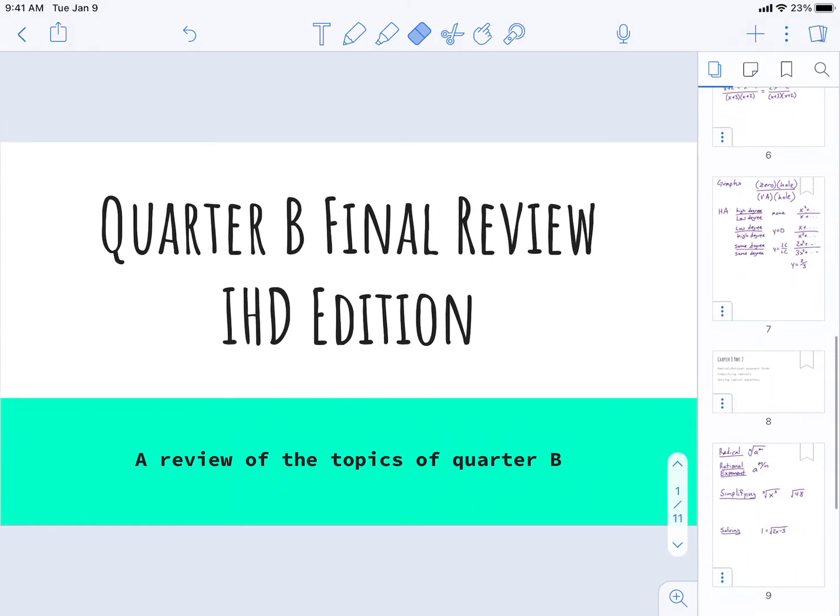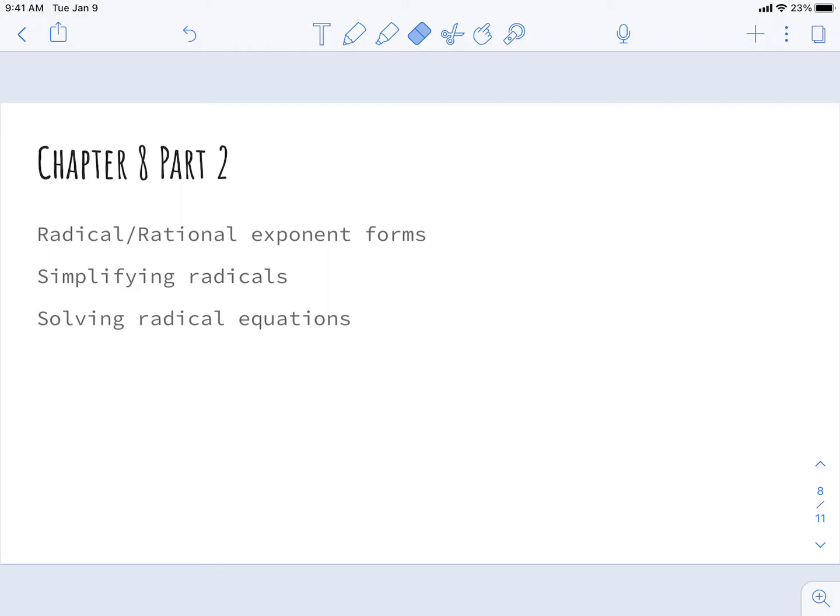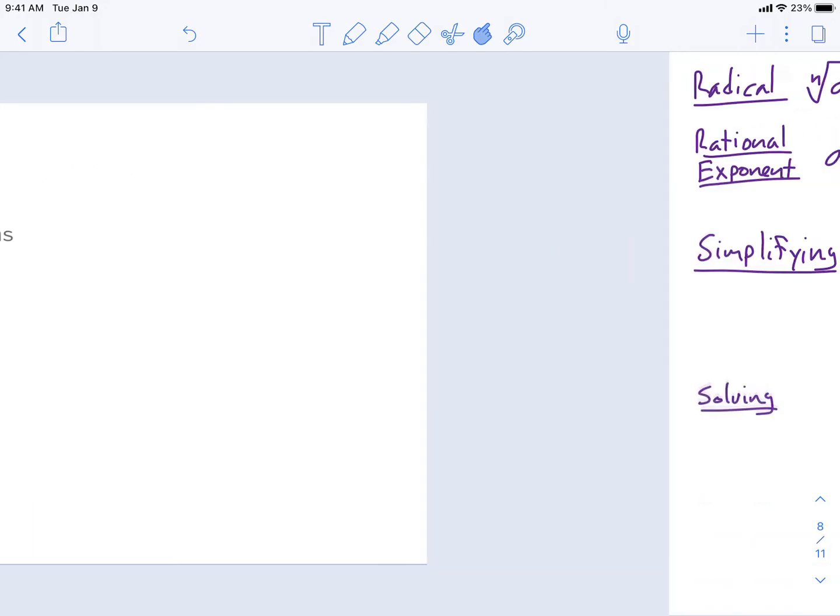Radical Functions. Alright, so this was another fairly short chapter in its IHD form. We converted between radical and rational exponent forms. We simplified radicals, and then we solved some radical equations. So let's take a look at some of those.